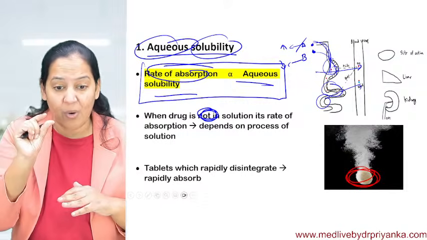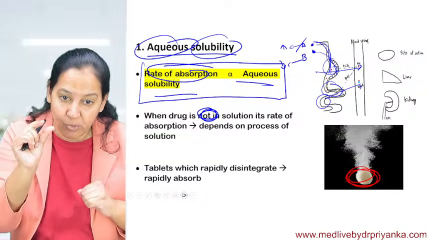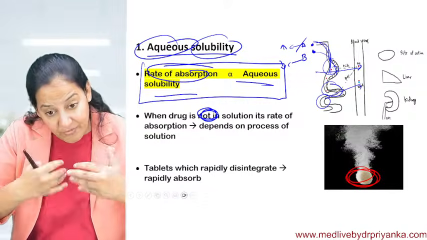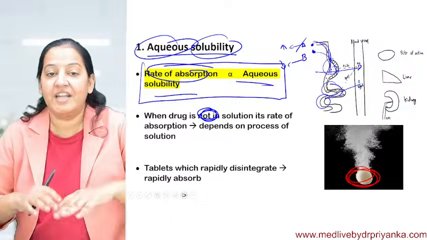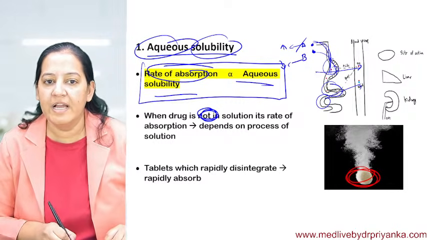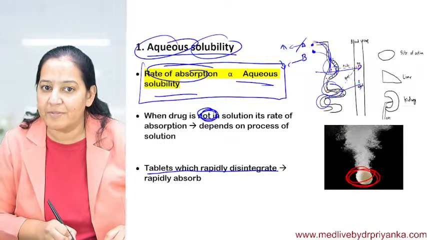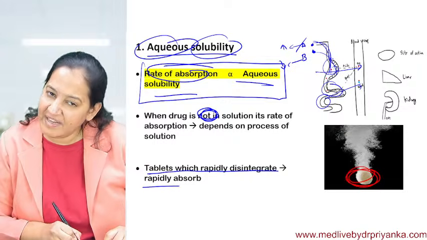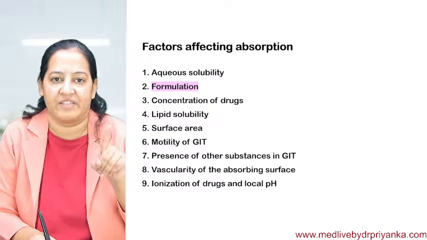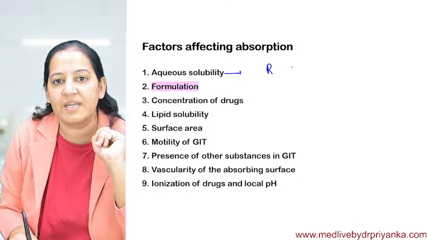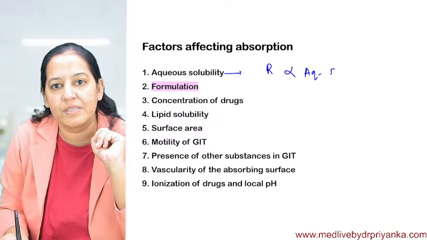But if the drug is taken in solid form, like tablets, capsules, granules, its rate of absorption in the intestine depends on aqueous solubility. Tablets which rapidly disintegrate, they rapidly absorb. I hope everyone got the first one. So rate of absorption is directly proportional to aqueous solubility.